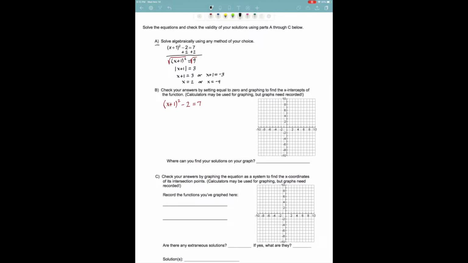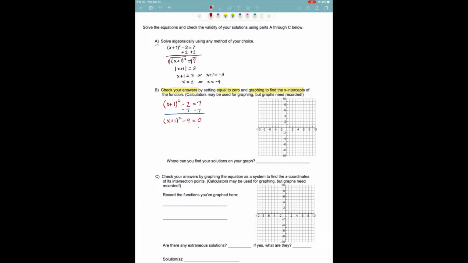And letter B now says check your answers. So they want us to check our answers by setting it equal to 0 and then graphing and finding the x-intercepts. You can use a graphing calculator if you wish, but we spent a lot of time graphing so that we could graph without them if needed. To set it equal to 0, I'm going to subtract 7 from each side. Right now I have the quantity of x plus 1 squared minus 9 equals 0.